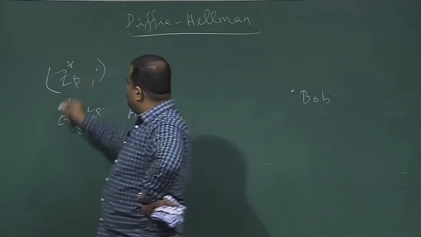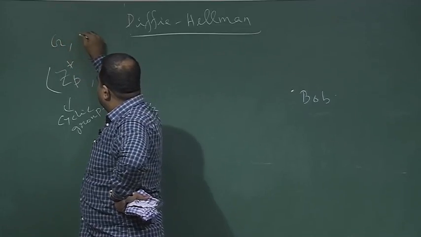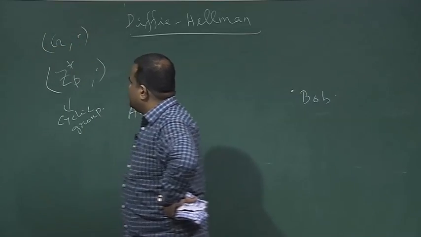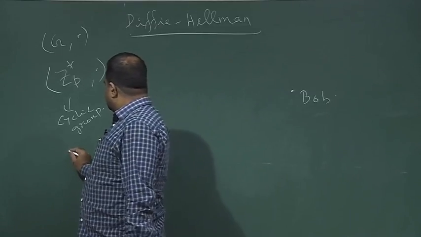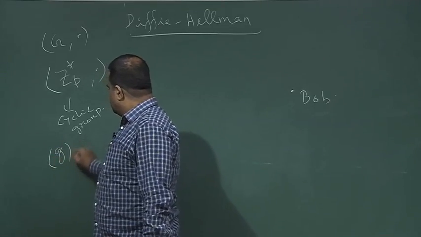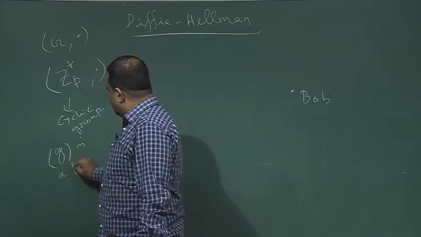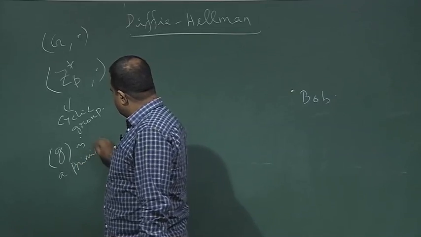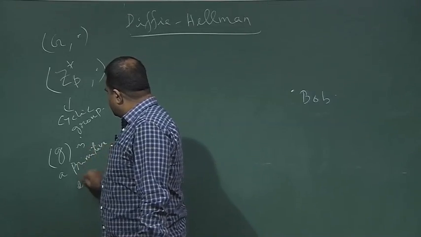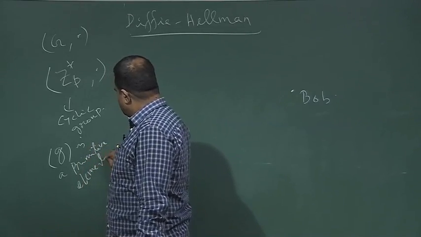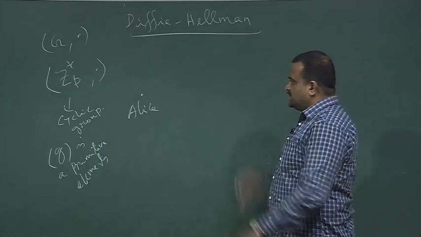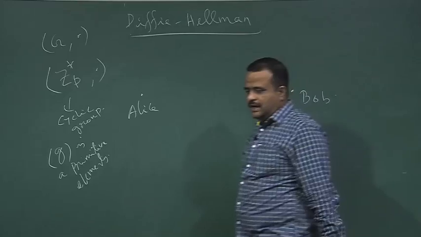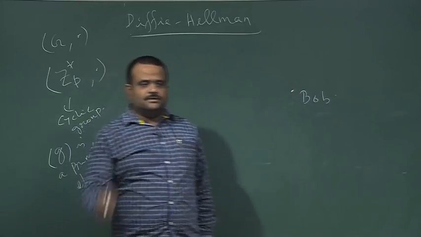So G is a group, in multiplicative sense. It could be in additive sense also, and suppose small g is a generator. g is a primitive element of that group, or generator. That means it generates the group. These are all public. They can just decide and make this group public.